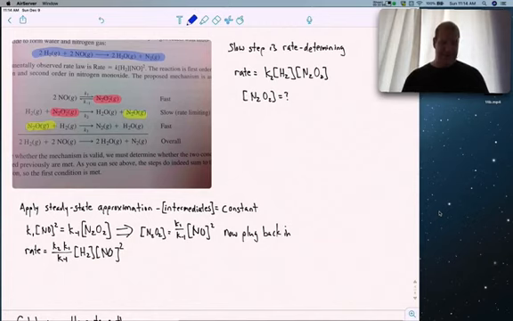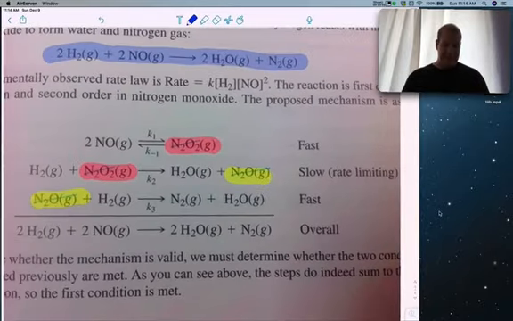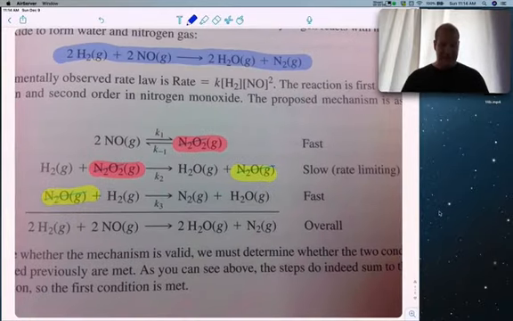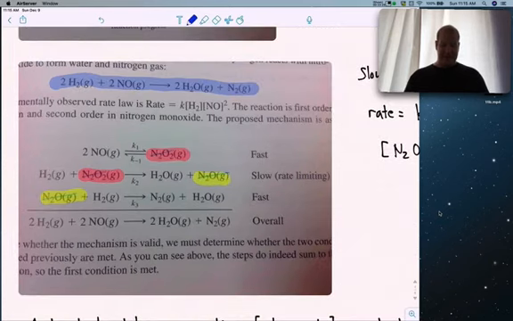So here in the textbook, we experimentally determined the rate law of this equation. We have 2 hydrogens plus 2 nitrogen monoxides makes 2 waters and nitrogen. And the reaction rate law is k times the concentration of hydrogen to the first power, times nitrogen monoxide to the second power. So we're proposing a reaction mechanism here. Is this valid?